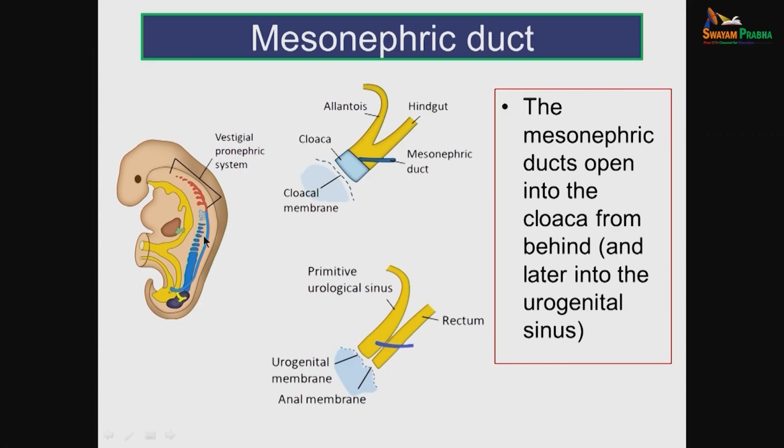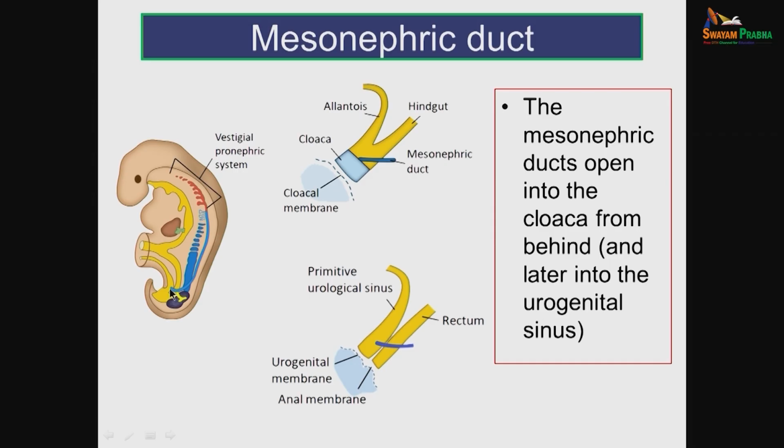So this mesonephric duct, we will just see this picture and orient ourselves. The mesonephric duct, I am taking it down, is going to open into the cloaca. I have already told you what the cloaca is: the part of the hindgut distal to the allantoic diverticulum, and we have also seen its subdivision as primitive urogenital sinus ventrally and primitive rectum dorsally.